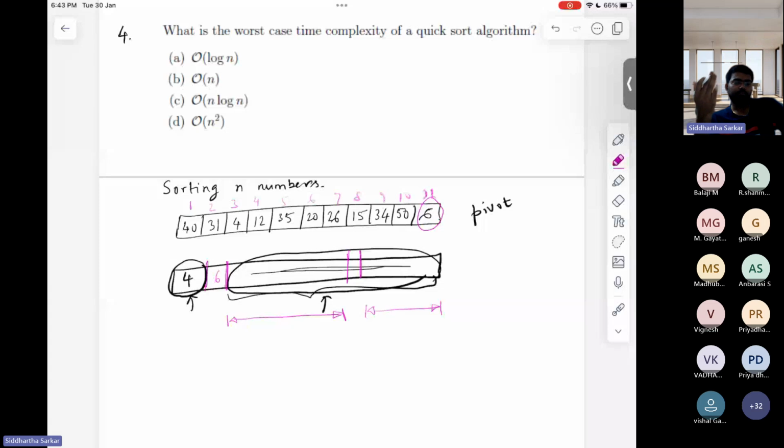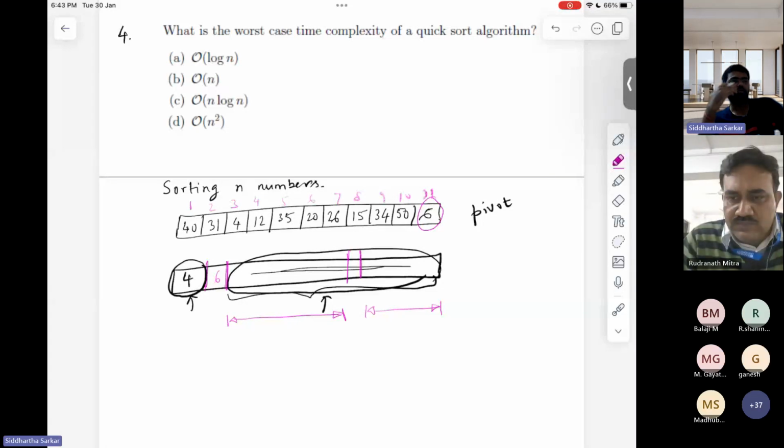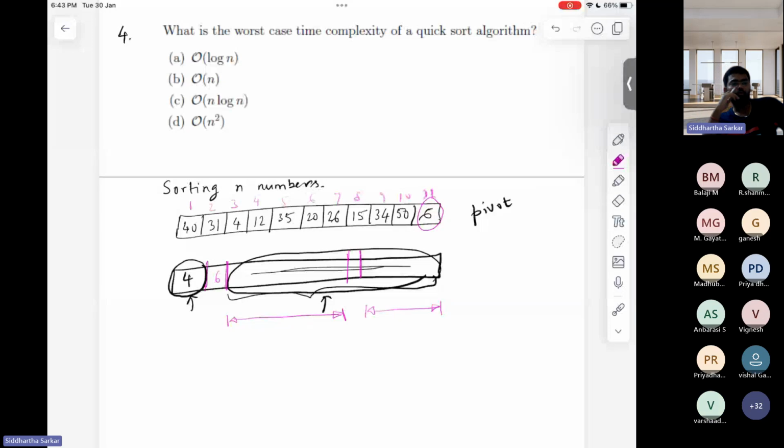So when this process continues, finally we will be left with the sorted array. That is what we have seen in the videos, how quicksort works. So in the worst case, how much time can this take in terms of n?